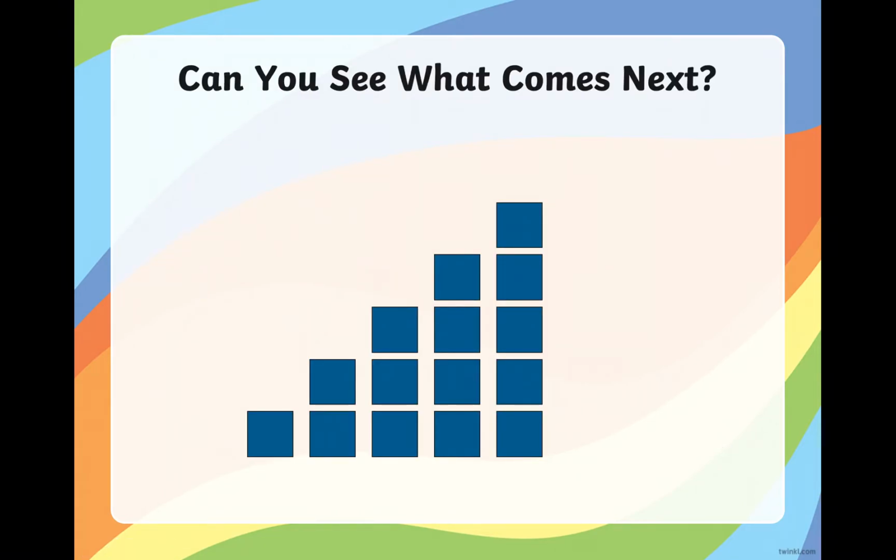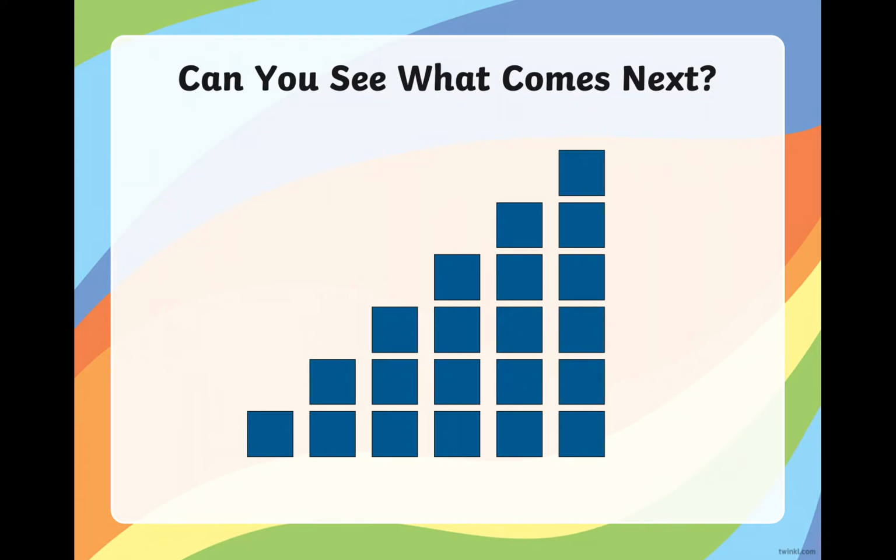Let's see what's going to come next. In this one, this is a pattern that grows. We've got 1 here, then 2, then 3, and then 4, and then it's got 1, 2, 3, 4, 5. What do you think is going to come next? Pause if you need some more time to think. Let's see what's next. 1, 2, 3, 4, 5, 6 comes next.